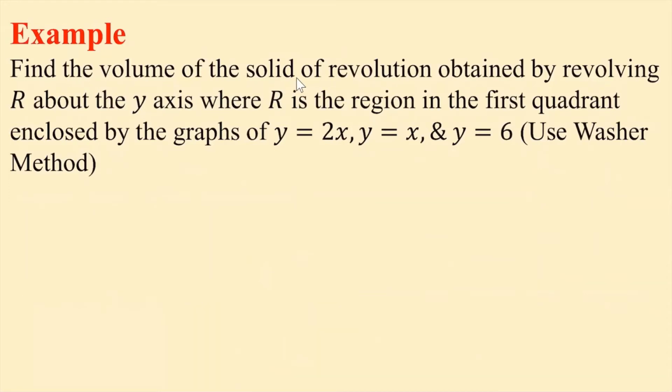Example: find the volume of the solid of revolution obtained by revolving R about the y-axis, where R is the region in the first quadrant enclosed by the graphs of y equal to 2x, y equal to x, and y equal to 6. Use the washer method.